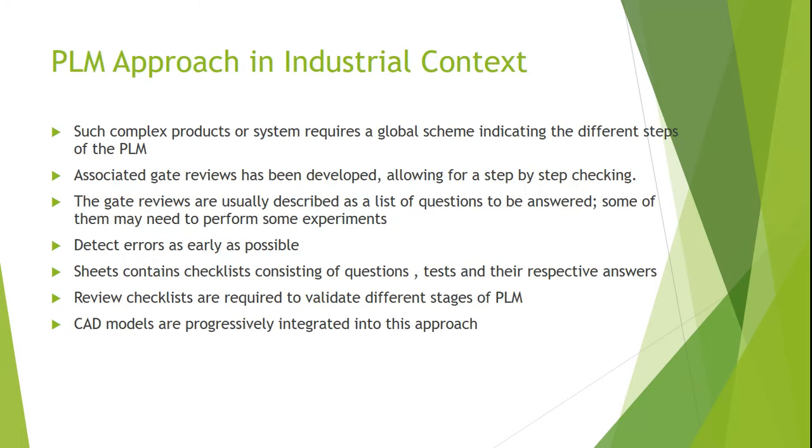So while developing complex products, we need a sort of global scheme that is going to indicate all steps of product lifecycle management so that there can be a step by step checking. There should be a sort of traceability between the steps so that the errors can be detected in earlier stages. So basically, these checklists are made of the tests to be performed during project gate review. Industrial companies aim at running as many of the project review checklists as possible using virtual numerical models instead of real prototypes, in order to reduce the development costs, of course.